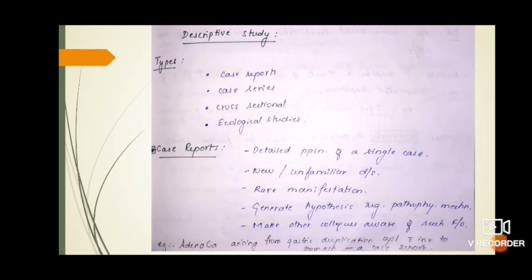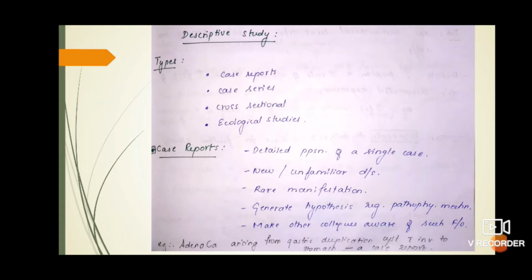The descriptive studies, as we saw, include the case reports, case series, cross-sectional and ecological study designs, and we will be looking at one after the other. First of all, it is case reports. Case reports are nothing but a detailed presentation of a single case. This may be a new or unfamiliar or rare disease, and this will generate a hypothesis regarding the newly identified pathophysiological mechanism, and this will make other colleagues aware of such a finding and familiar with such findings in their further practice.